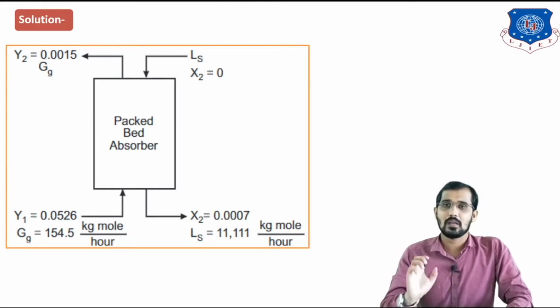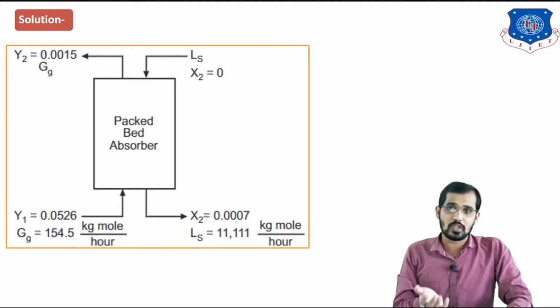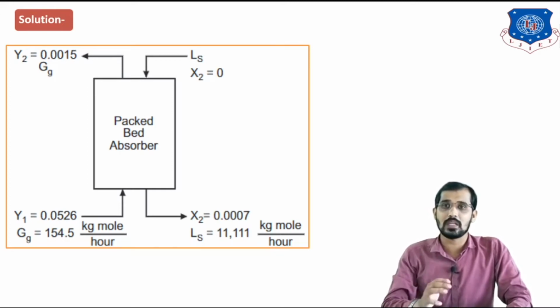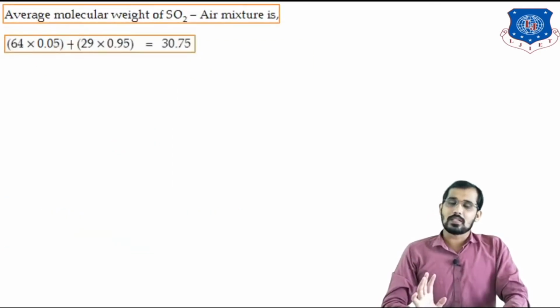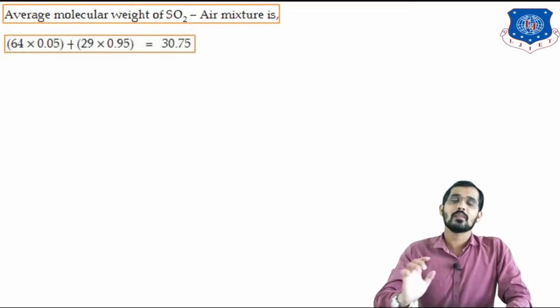The given things are Y2 = 0.0015. After that X2 = 0 is also given, because our liquid is fresh in nature. Fresh in nature means the solute contained in the liquid, that is water, is 0. That's why the moles of solute present initially in the water is 0, and that's why we have taken X2 = 0. That is nothing but fresh solvent. Now we will see how to calculate those flow rates and compositions in the exit stream and inlet stream.